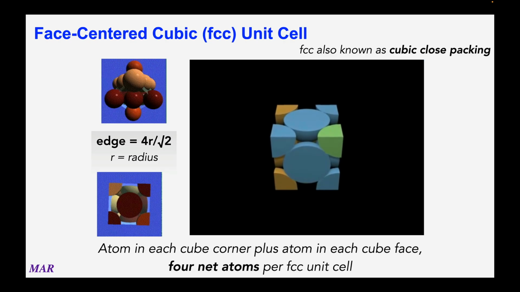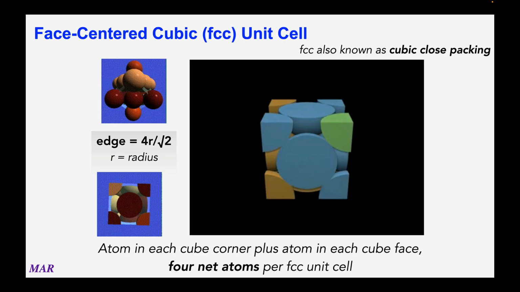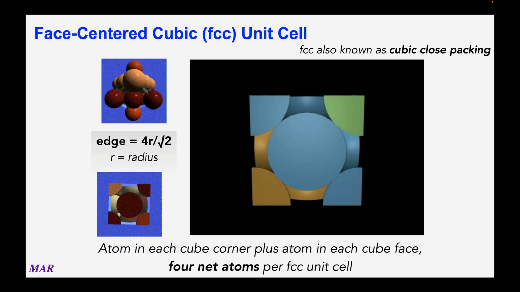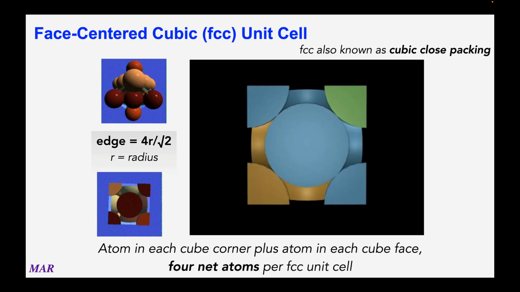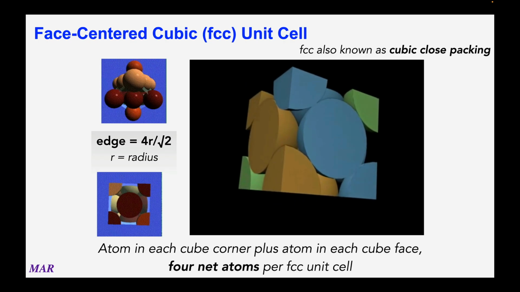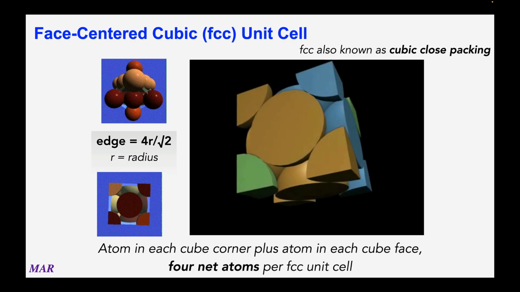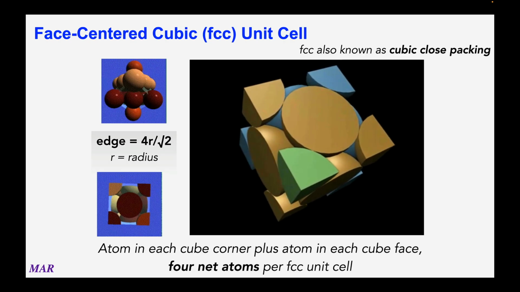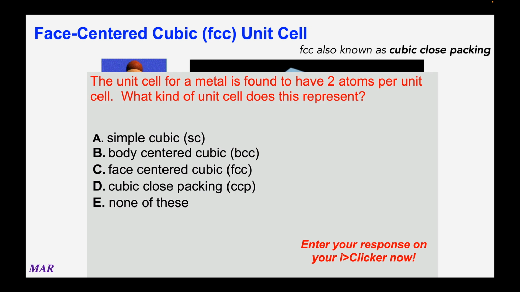And the edge to radius ratio for FCC is edge equals 4R divided by the square root of 2. And you can look in the solids lab for more information on that if you're curious. But again, punchline, when you hear FCC, think 4 atoms per cell, and edge equals 4R divided by the square root of 2. Here's a problem you might see.